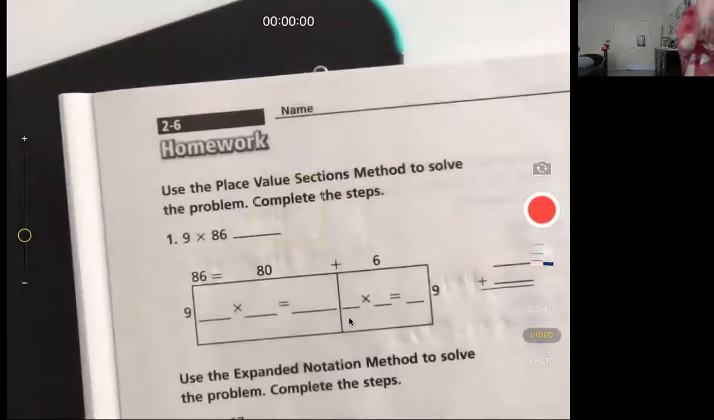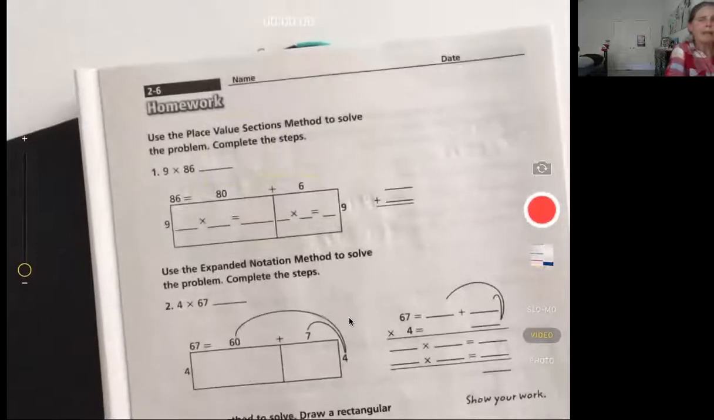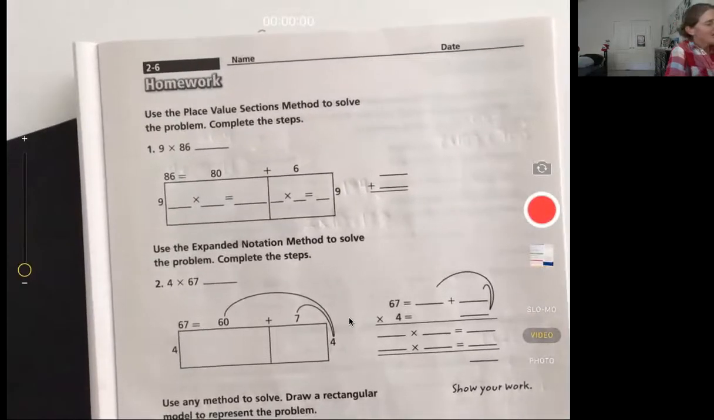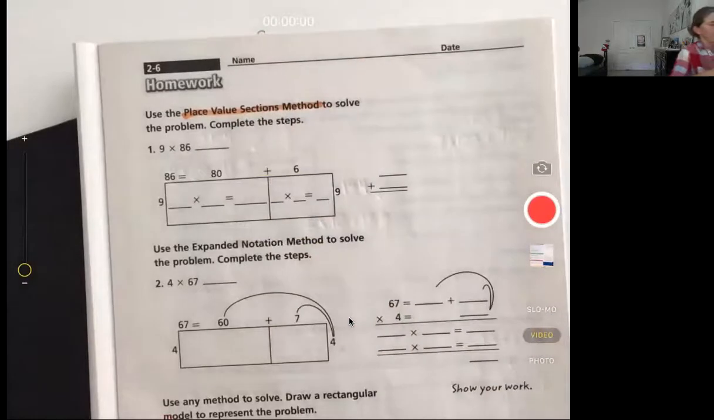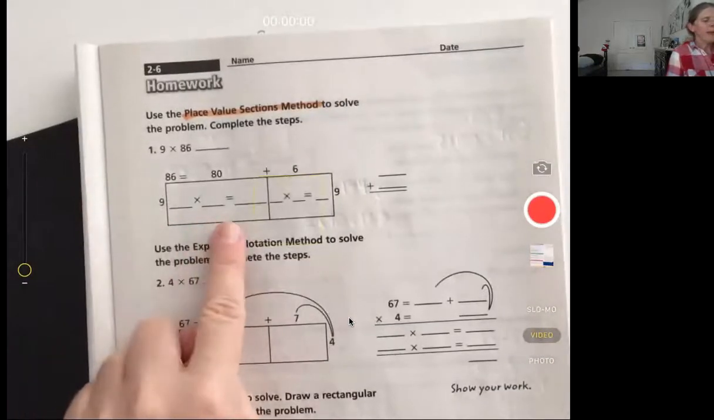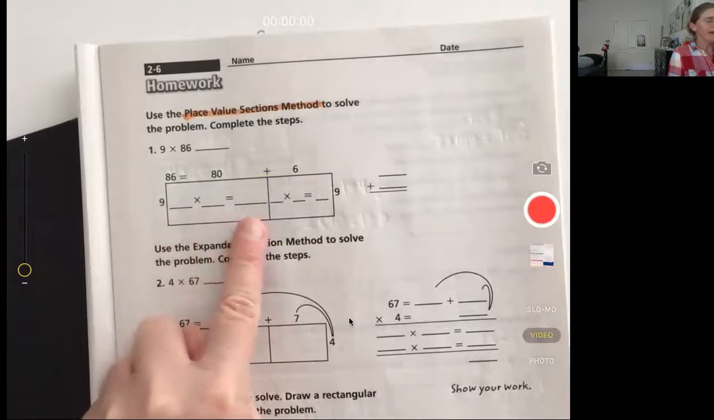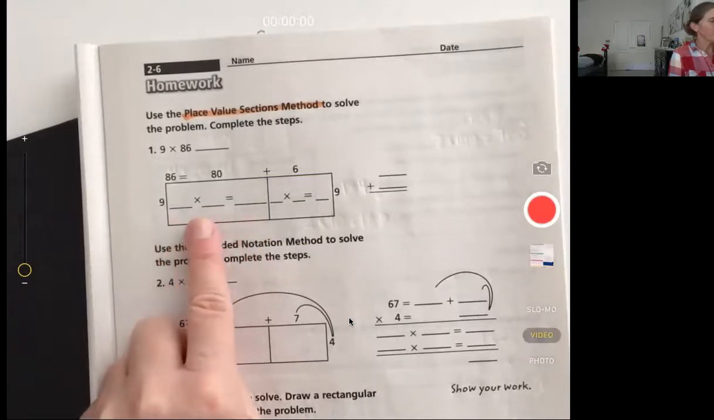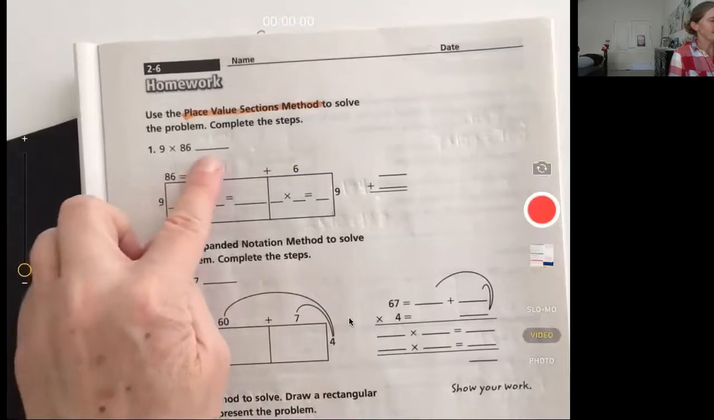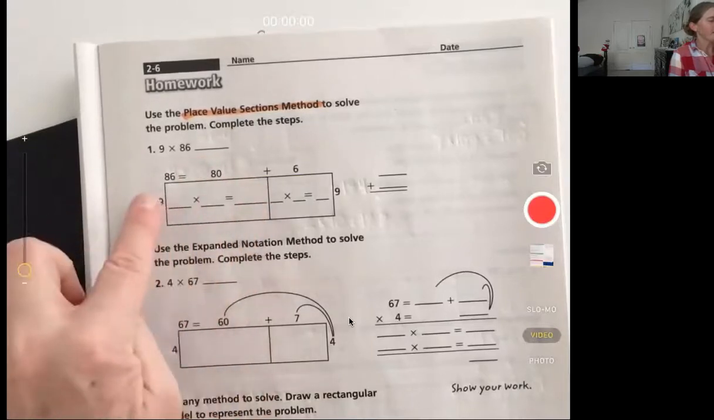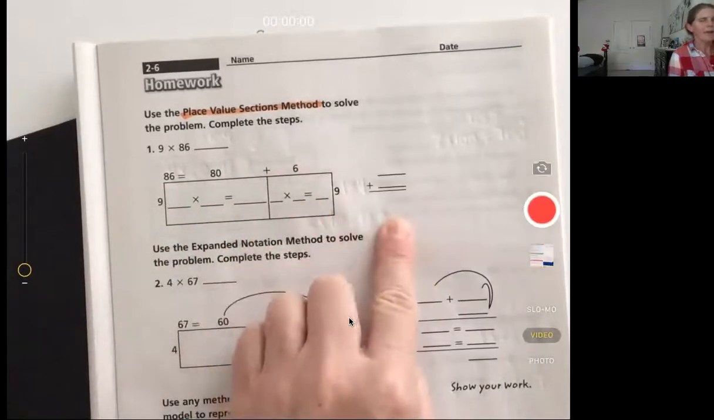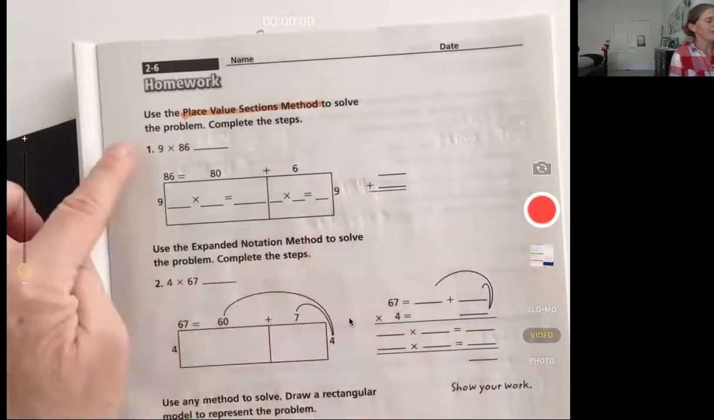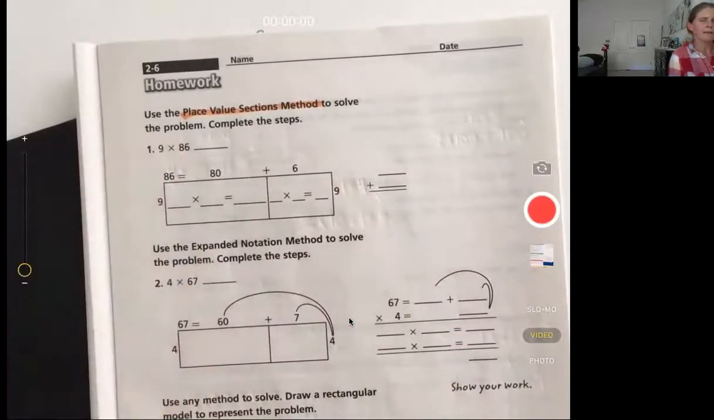Today, let's shrink this a little bit. Here's your homework page. You're going to get to practice this. So the first one asks you to use the place value section method, okay? It nicely shows you that they want that because they've given you the sections to write in. So just like we would, this is 9 times 80. You'll find the product. 9 times 6, you'll write and find the product. Add them together and you'll find your total answer for 9 times 86, okay?